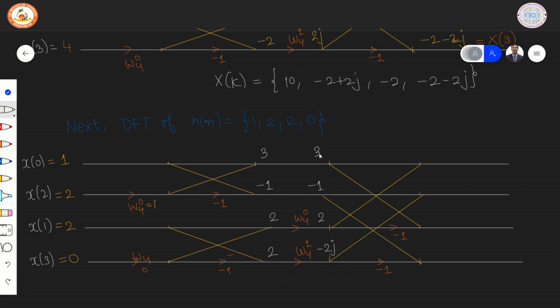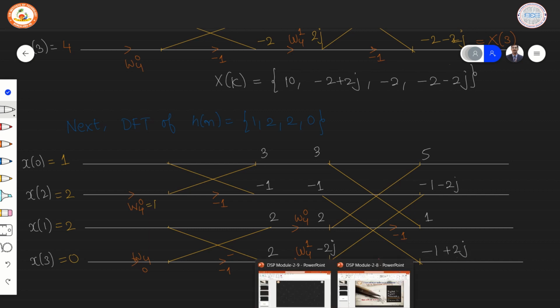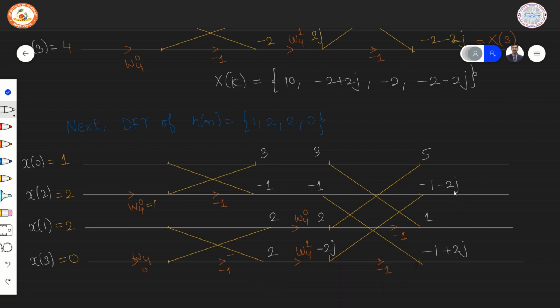Once again, we have to perform addition and subtraction. 3 plus 2 is 5. 3 minus 2 is 1. Minus 1 added with minus 2j. Minus 1 subtracted with minus 2j. So this is the result we get for the case, that is h of n. And the answers here correspond to x of 0, x of 1, x of 2 and x of 3.